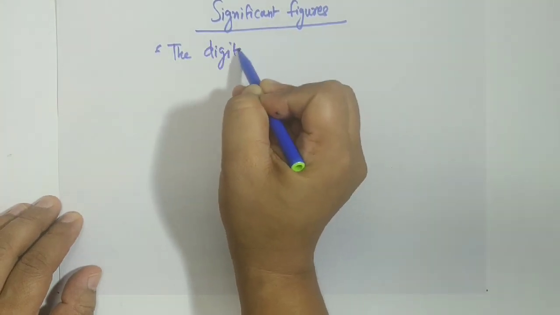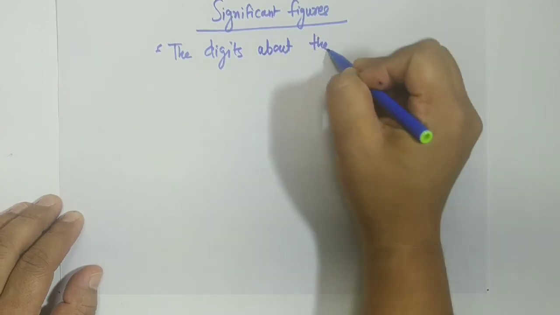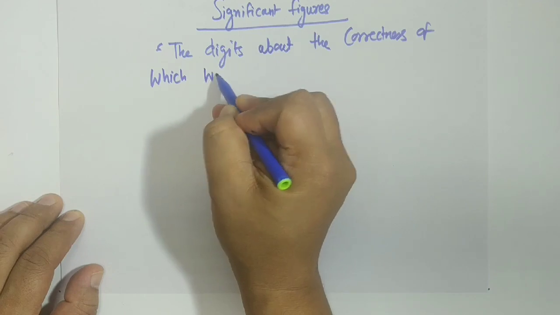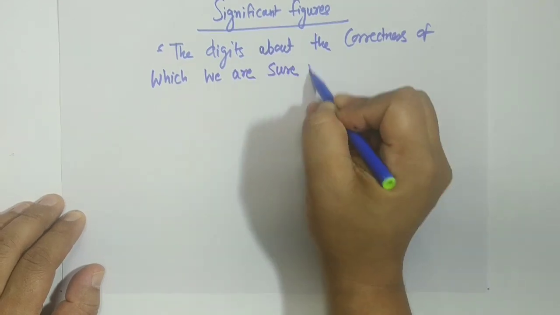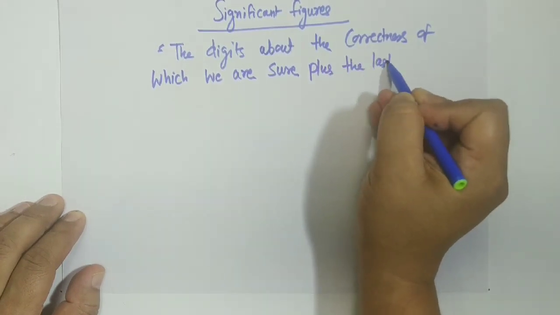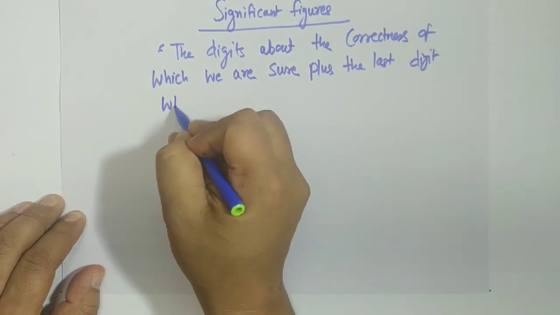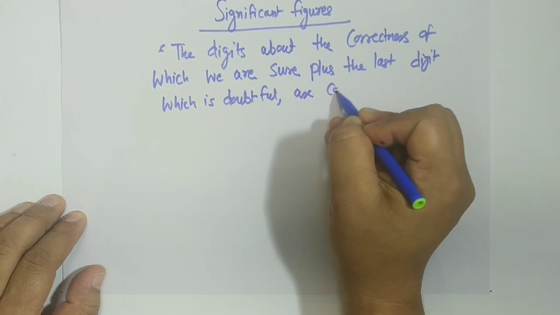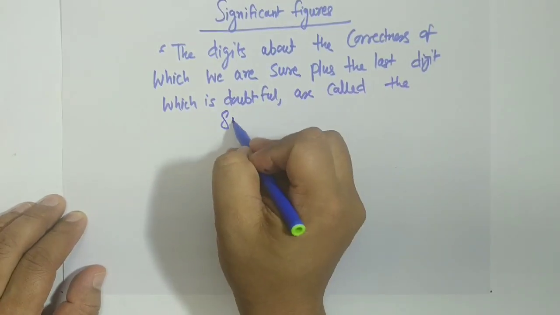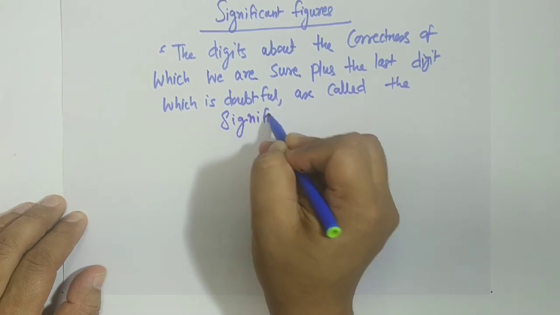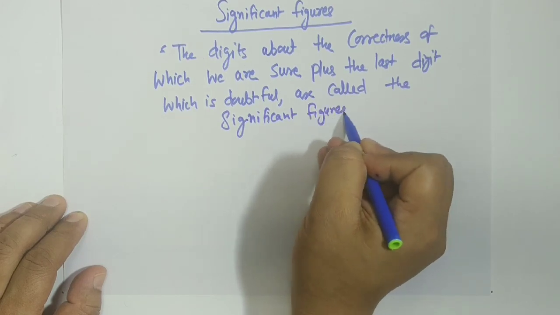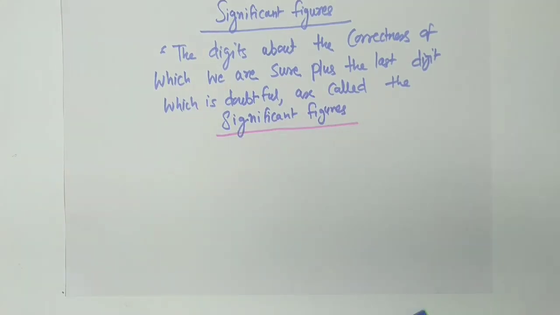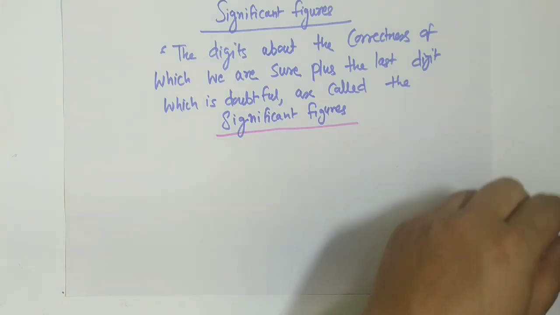The digits about the correctness of which we are sure, plus the last digit which is what? Doubtful. Okay, are called what? The significant figures. So this is how we define them, and it also depends on the least count of the instrument. So that is how we define the significant quantity.